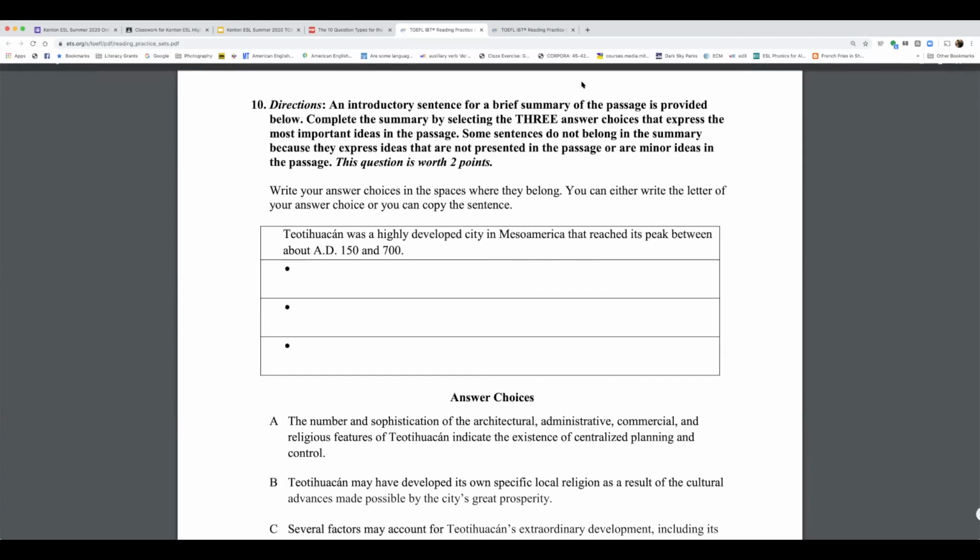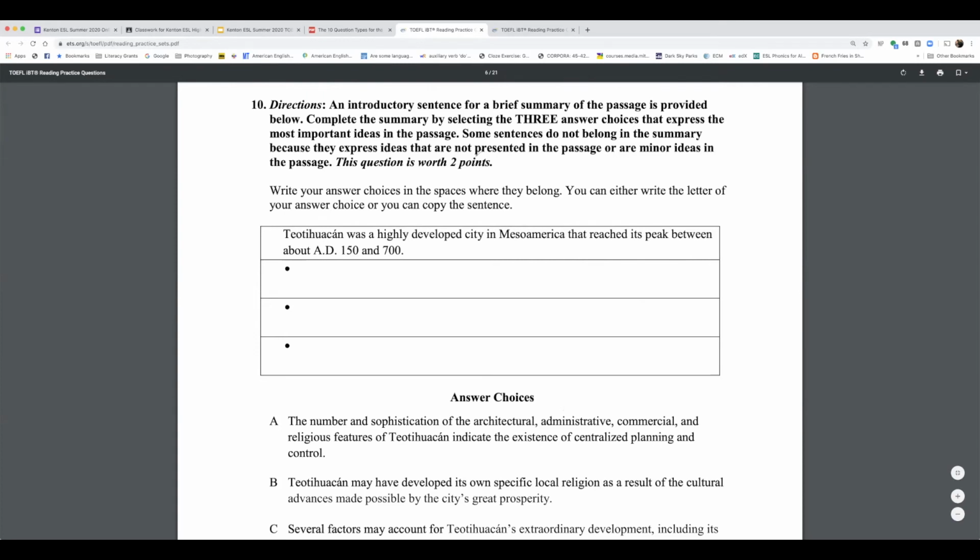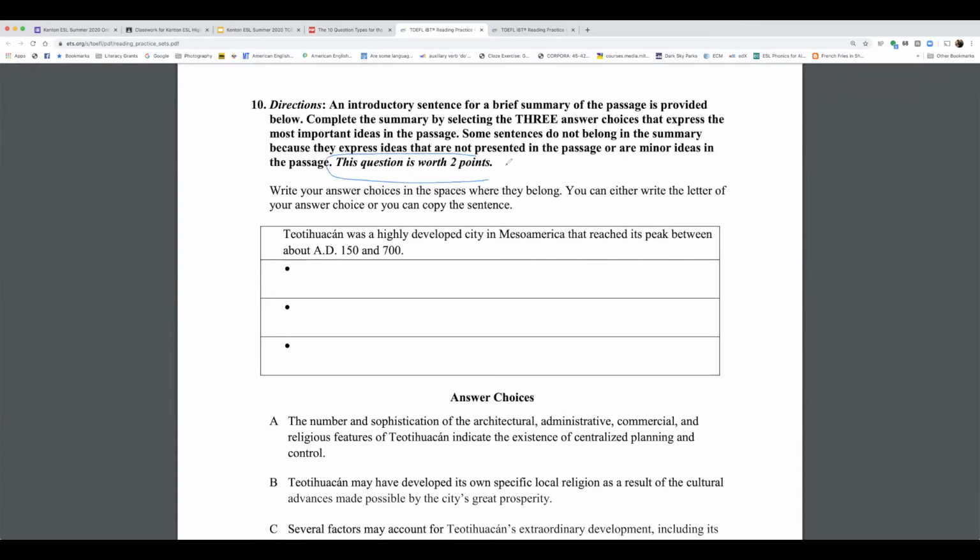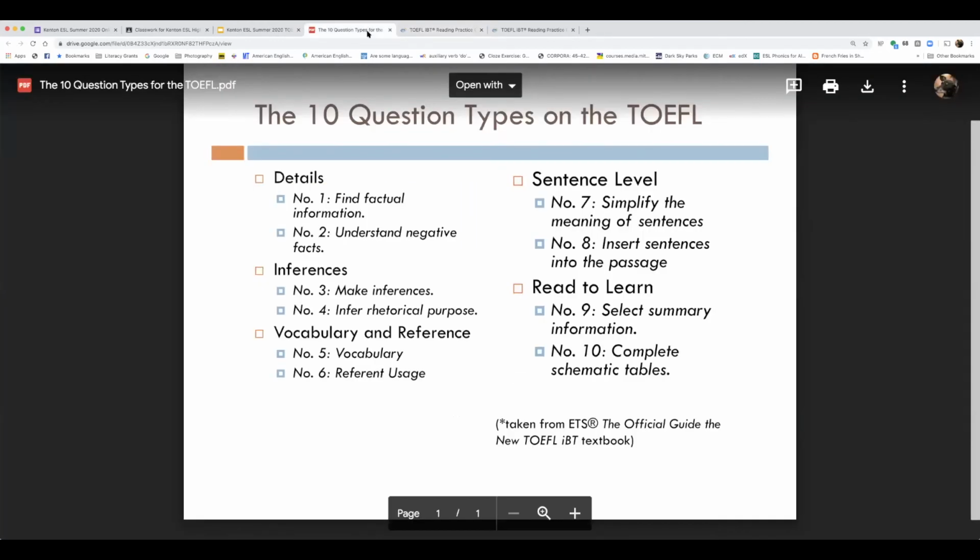Now, finally, if you notice, it says the question is worth 2 points. So the last questions that we see on each reading section are worth more points, which means you have to get it completely correct to get the 2 points. You have to get all 3 answer choices to get the 2 points. Now, don't ask me why it's only 2 points. Why not 3 points? I had to choose 3 sentences, but again, it's the TOEFL, so unfortunately, I don't have a good answer for you. Okay, now guys, I just wanted to show you, just real quickly, what are the different types of questions.